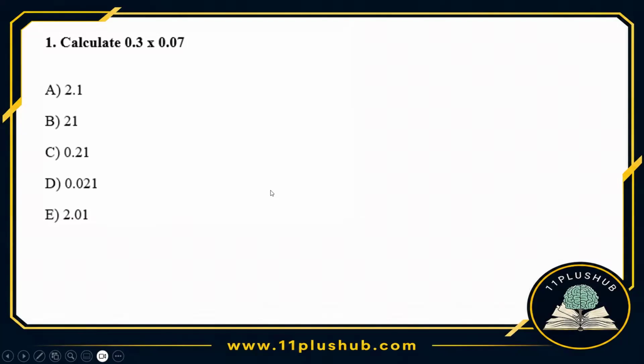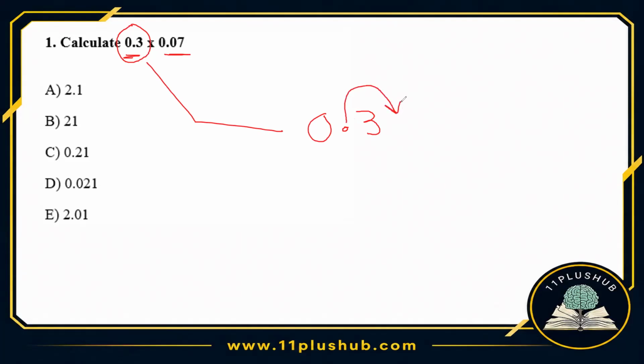Okay, let's go straight into it then. Question 1 says calculate 0.3 multiplied by 0.07. When I'm dealing with decimal values, I like to change them into whole numbers because it makes my life so much easier. Let's start by dealing with 0.3. If we were to multiply that by 10, it would become a whole number. In other words, move the decimal point one place to the right, what would that number look like?